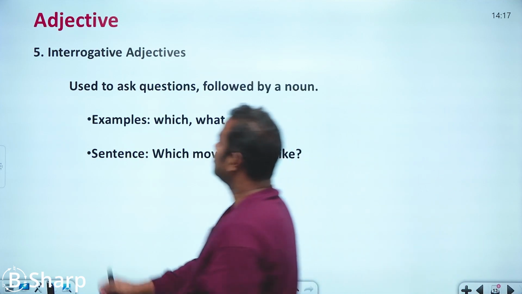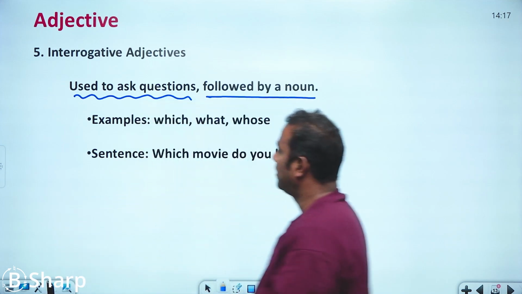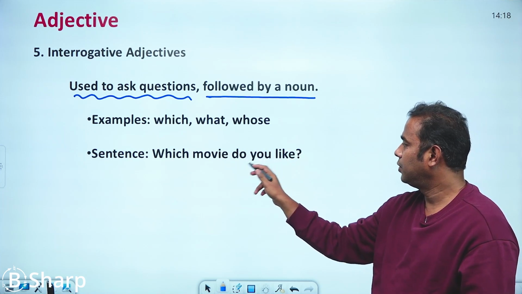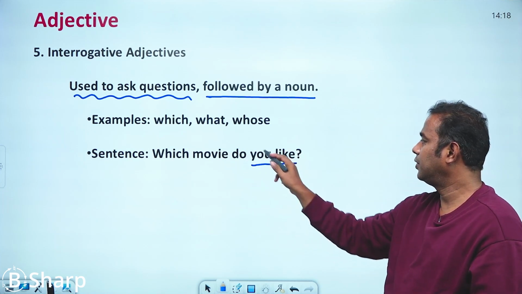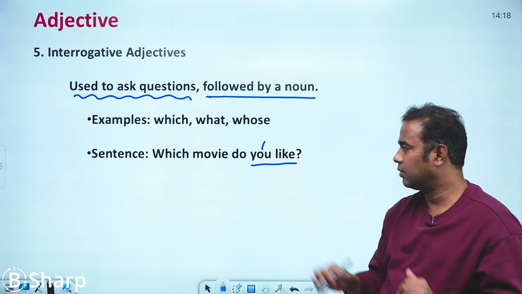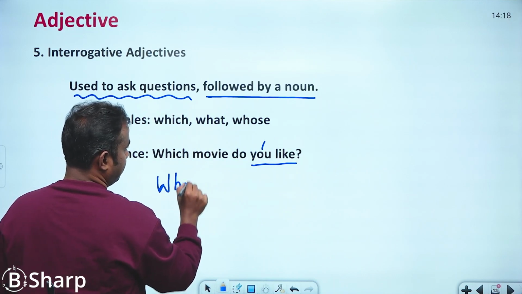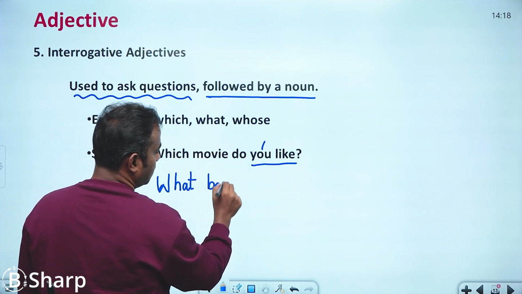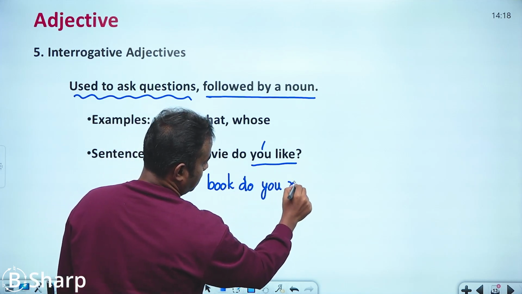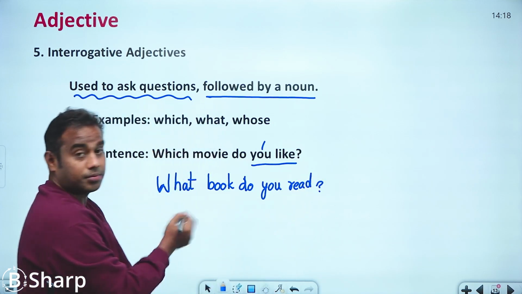Then the interrogative adjective is used to ask a question and is followed by a noun. Look at here: which movie do you like? Here "you" is a noun, the subject. Which movie do you like? Likewise, what book do you read? Something like this.